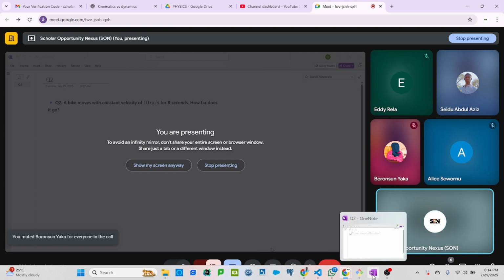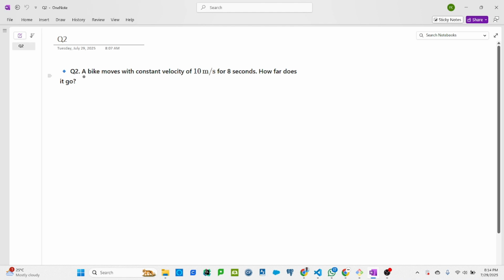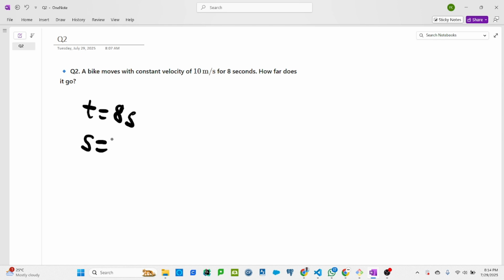Thank you. So a bike moves with a constant velocity of 10 meters per second for 8 seconds. So we know that t is equal to 8 seconds. How far does it go? Whenever they say how far does it go, they are looking for distance.